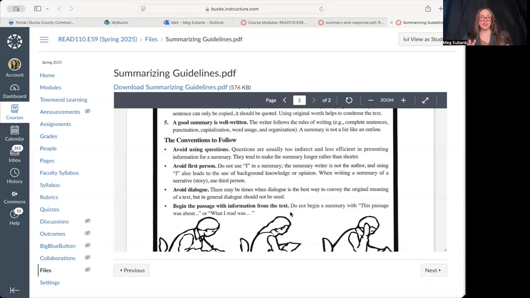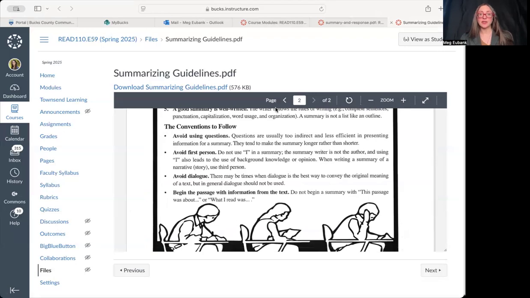And then if you are to write a reaction after that, that's when you can share your own opinions and thoughts. So I hope that helps you as you write your summary and reaction pieces.